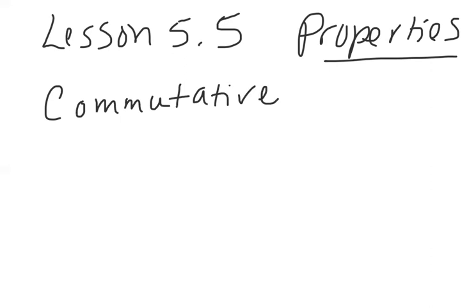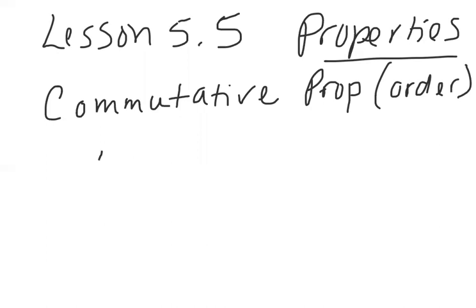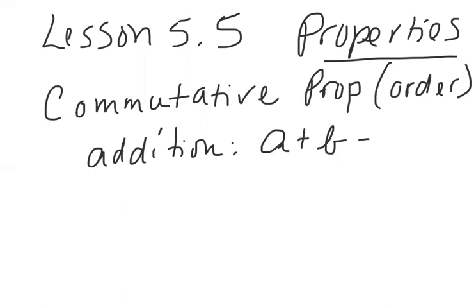We're looking at the commutative property first. And the commutative property has to do with order. As in the order you simplify an expression doesn't make a difference. The commutative property works for addition. The commutative property of addition says, if you add A plus B, this will produce the same result as adding B plus A. So the order you do the problem in doesn't make a difference.